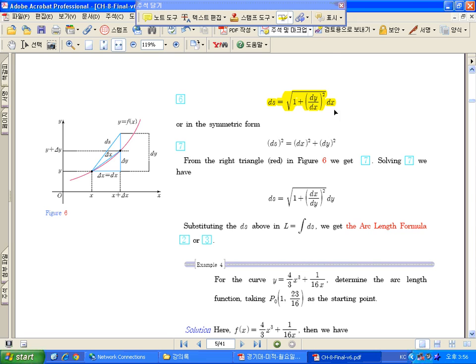ds can be written in this way, and it can be expanded after we square both sides. ds squared is equal to dx squared plus dy squared. All these are done for the differential.